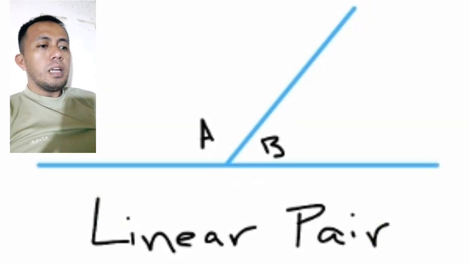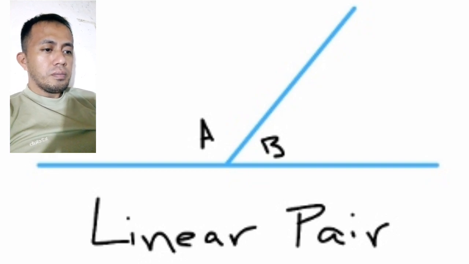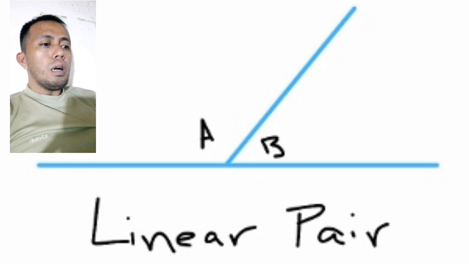Second, linear pair theorem or the linear pair postulate. Statement: if two angles form a linear pair, then they are supplementary. Their sum is 180 degrees. Explanation: a linear pair of angles is formed when two adjacent angles have their non-common sides forming a straight line. For example, if angle A and angle B form a linear pair, then angle A plus angle B is 180 degrees.